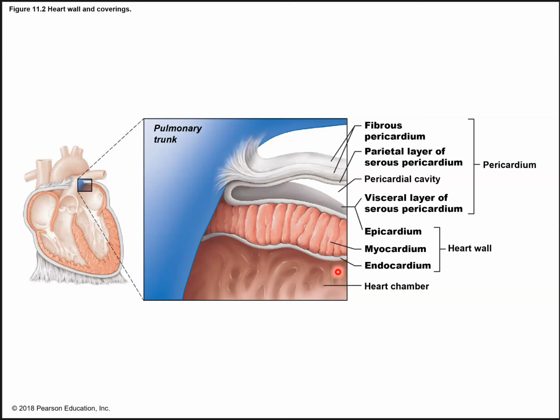So, the pericardial cavity helps in preventing friction of the heart as it beats. So it prevents the heart from rubbing against other surrounding structures in the mediastinum. Now, if excess fluid builds up in the pericardial space, it can lead to a condition that you call cardiac tamponade or pericardial tamponade.